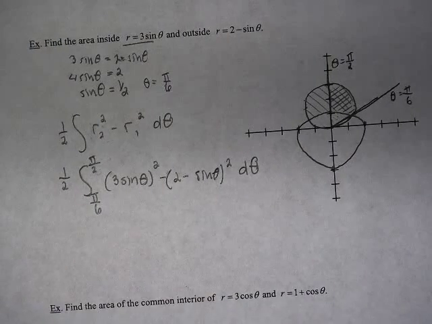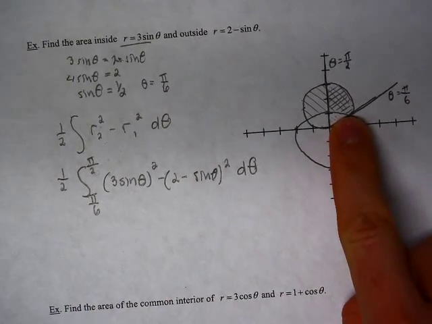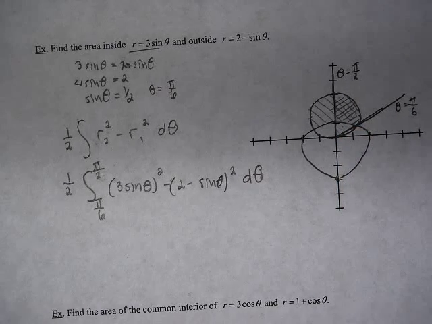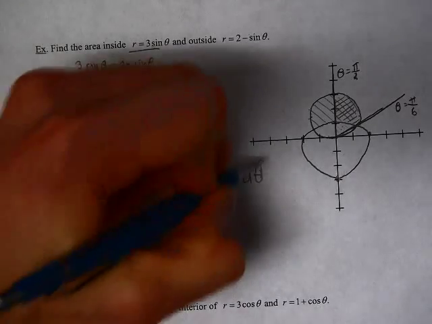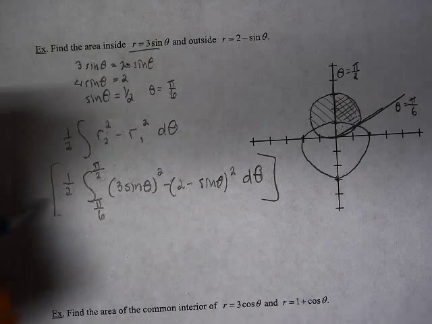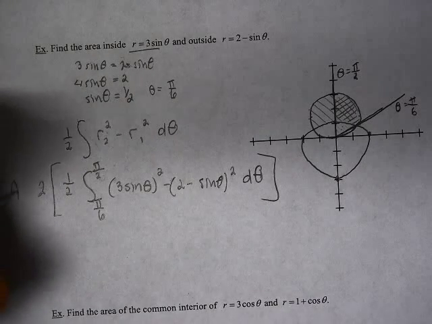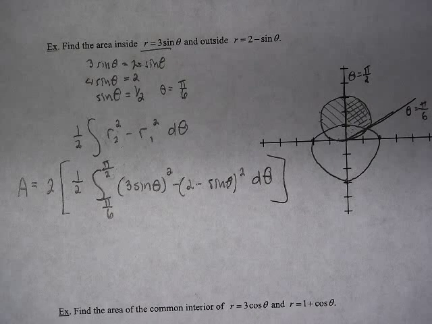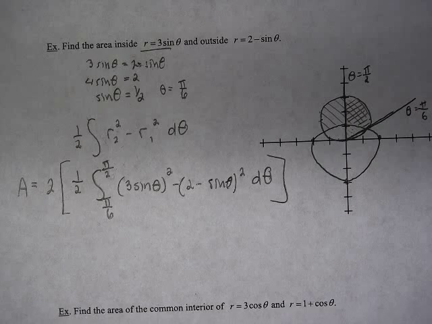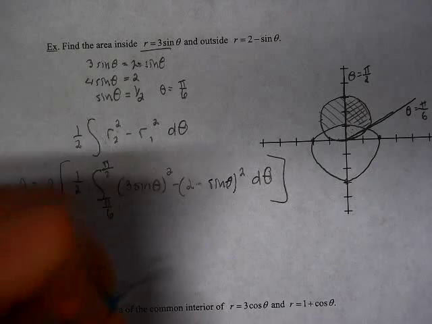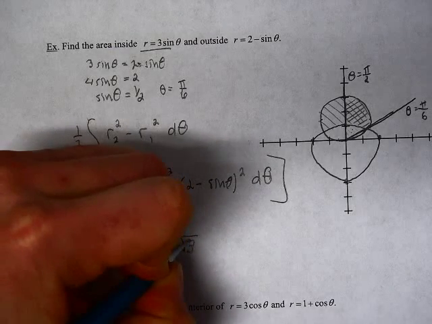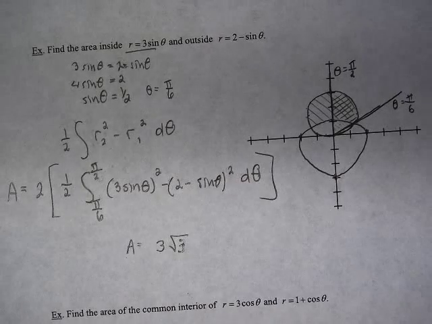All right, so this is, again, the right side of the region that is inside the circle but outside the limacon. And so in order for me to find the entire area that fits what I was asked to find here, I'm going to have to multiply that by 2. So that's my area as a whole there. And once I work through this integral, I should get an area of 3 root 3 as my total area.